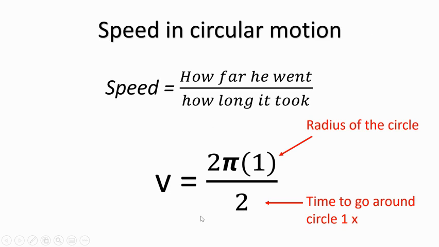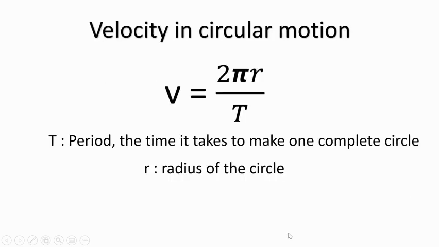So we want to make an equation that can be used for any circle, right? Not just this 1 meter circle. To do that, we're going to replace the 1 meter with an r for radius, and we're going to replace the 2 seconds with a capital T. That gives us that equation right there. The capital T is the period, and the period is the time it takes to make one complete circle. It's not just any time, it's the time for one circle.